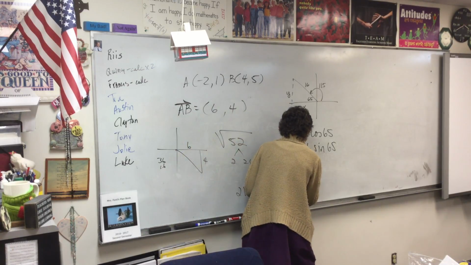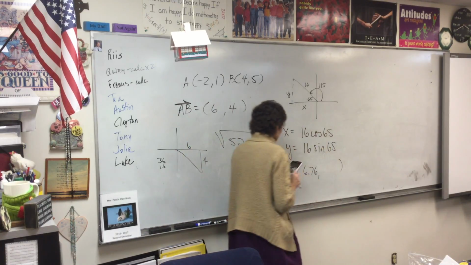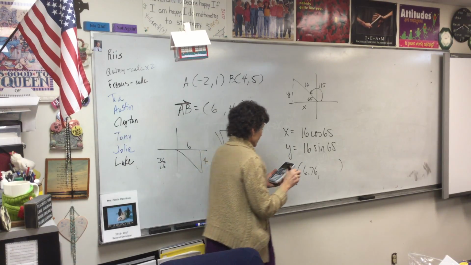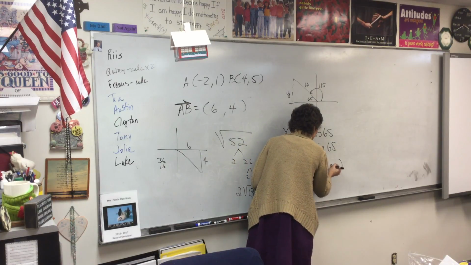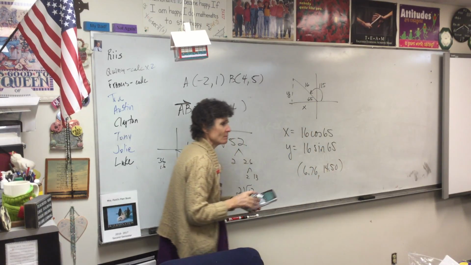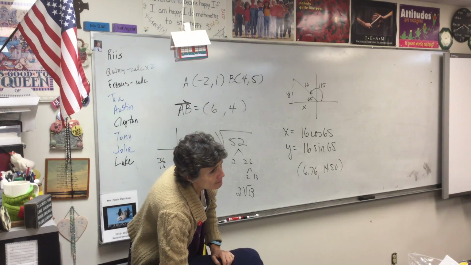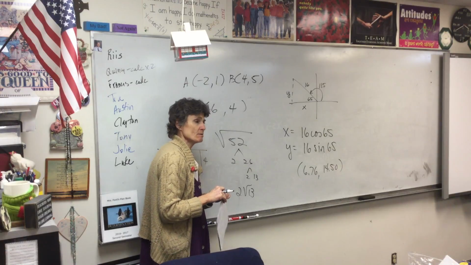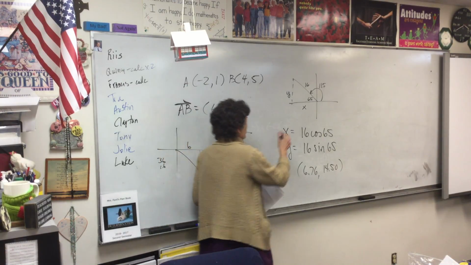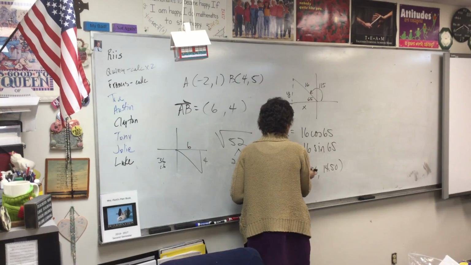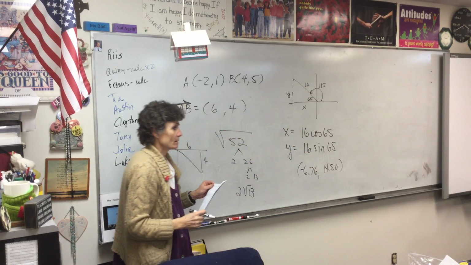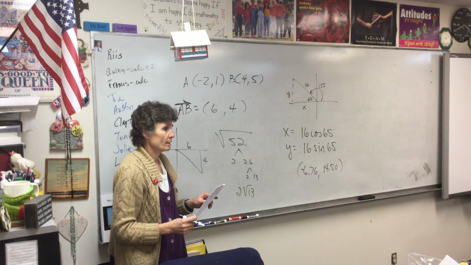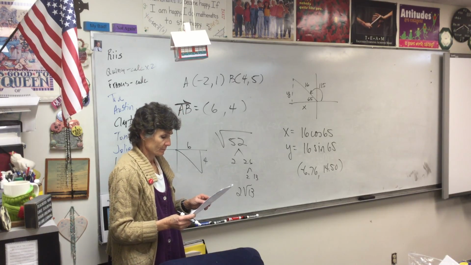So I got 6.76 and 14.50. Now, do I have to be careful about anything? Yeah. What do I have to be careful about? Are there any negatives here? Look at your picture. Is anything going to be negative? Yeah, the X is going to be negative. You have to be careful, don't you? If you're not in quadrant 1, something's going to be negative.